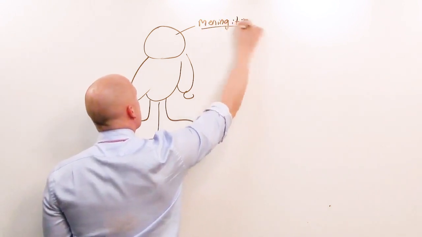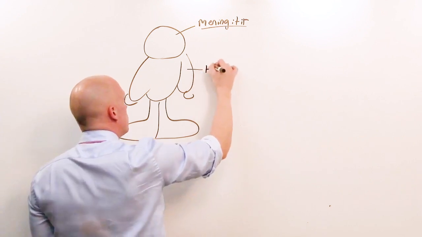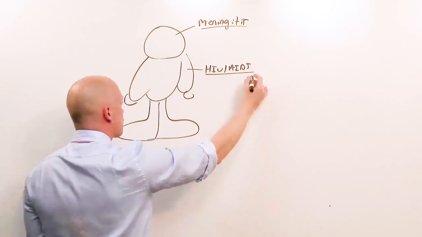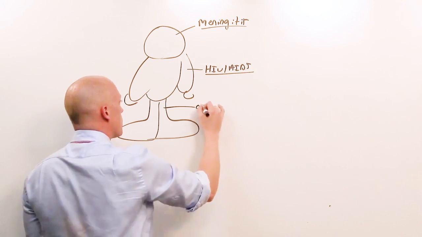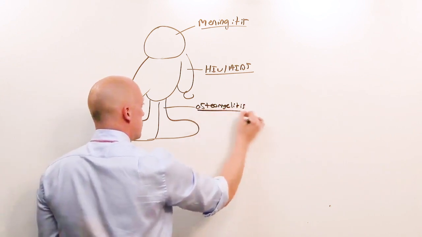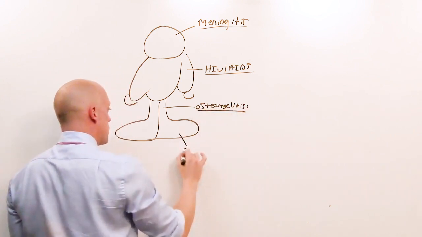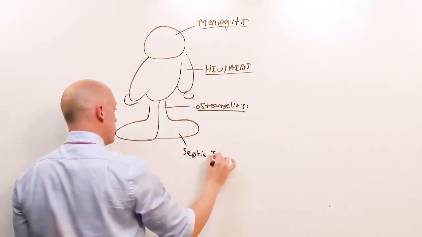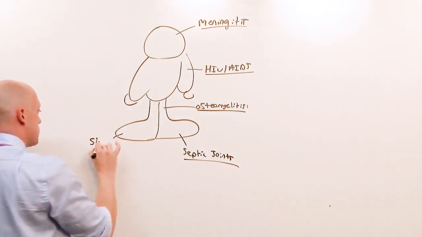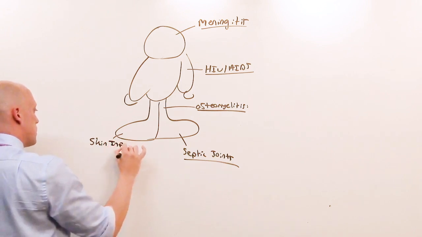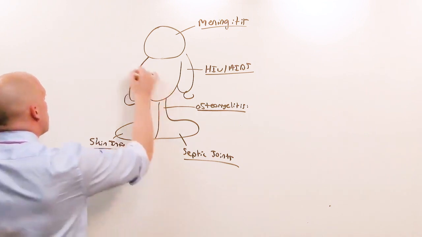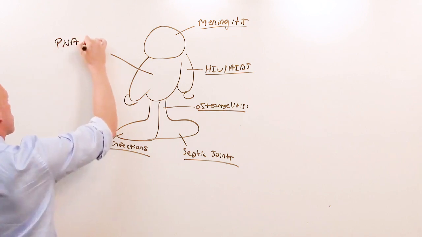Meningitis is a big one. HIV/AIDS. Osteomyelitis. Septic joints. Skin infections. And this means really the bugs that stay on top of the skin. And pneumonia, which is going to include TB.